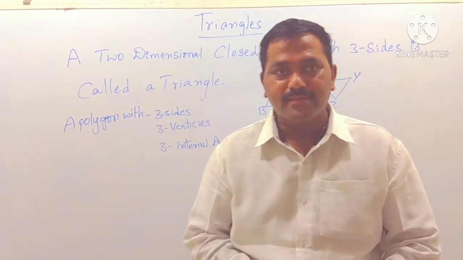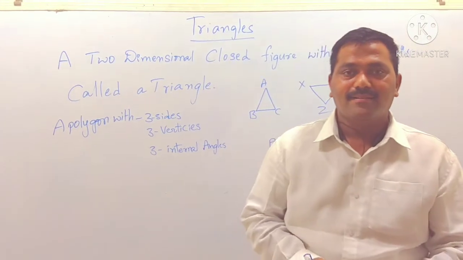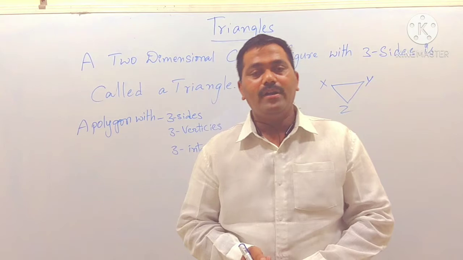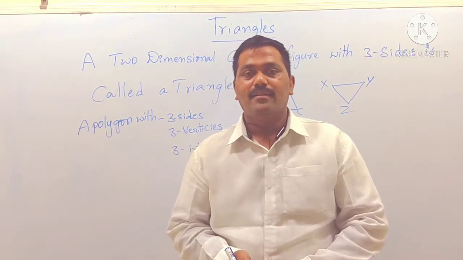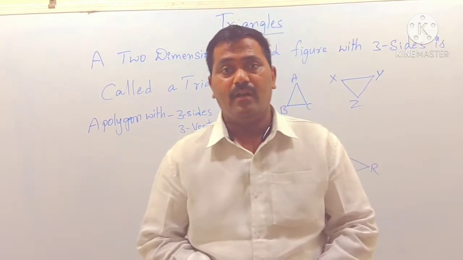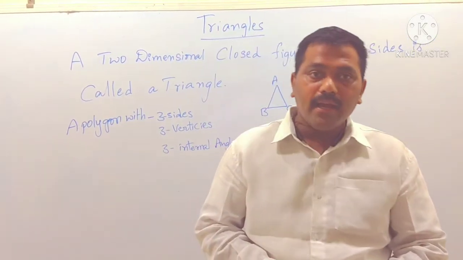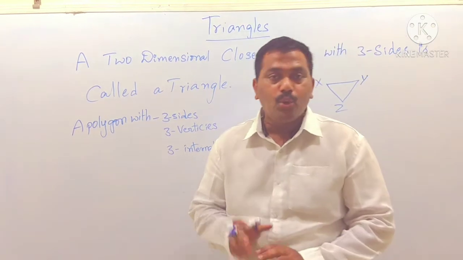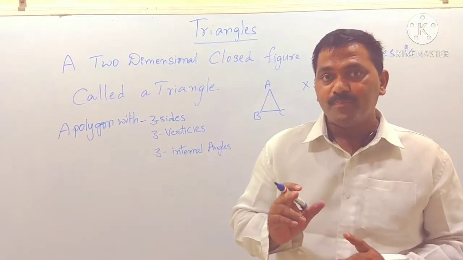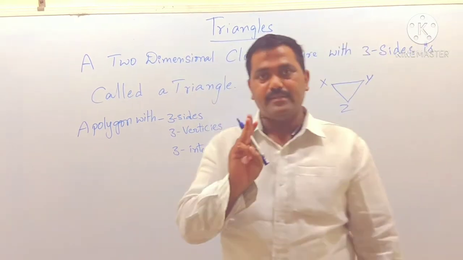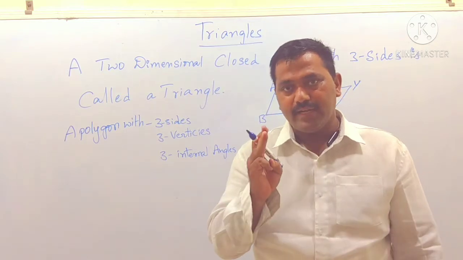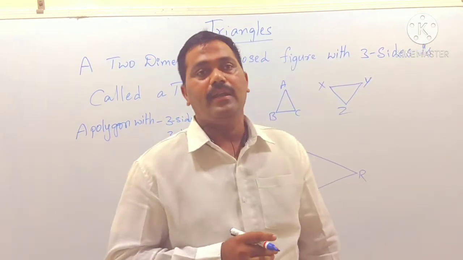Today our topic is triangles. Triangles, three angles. What is a triangle? Definition: a two-dimensional closed figure with three sides is called a triangle. A 2D figure, which figure? A 2D figure with three sides. How many sides? Three sides. A closed figure with three sides is called a triangle.